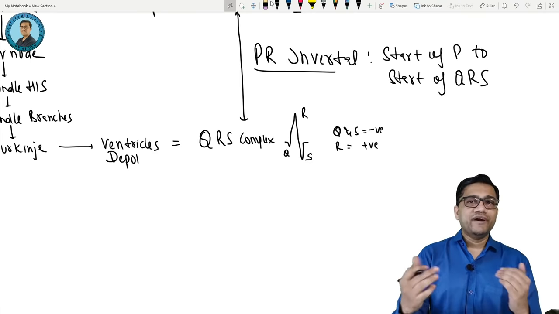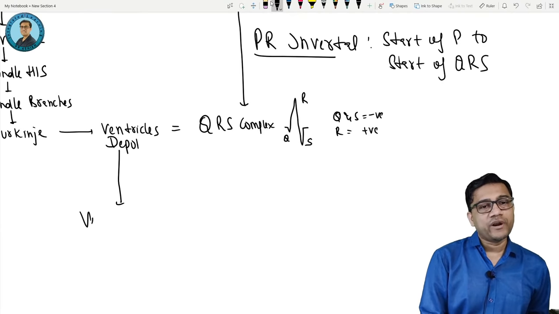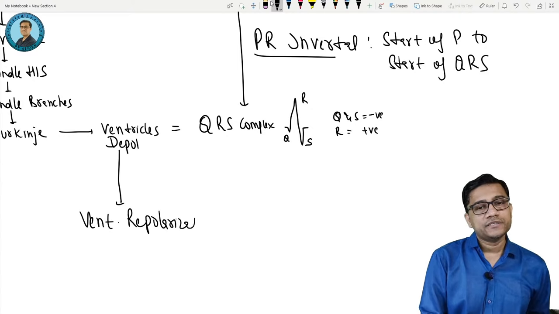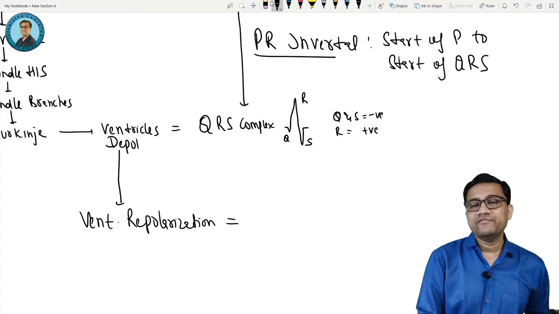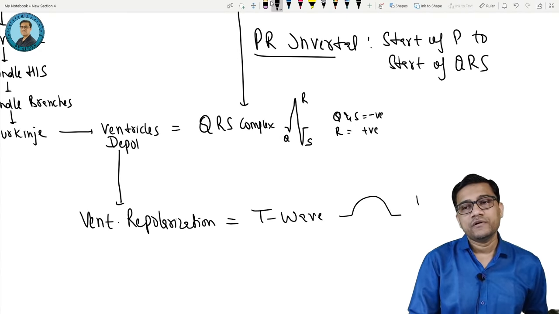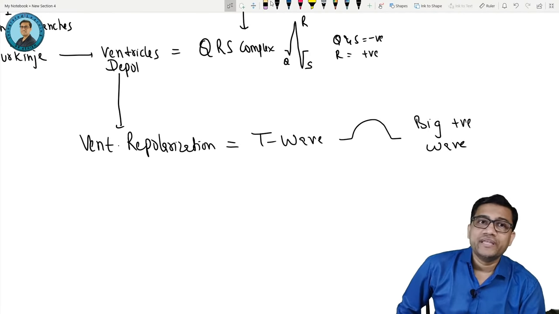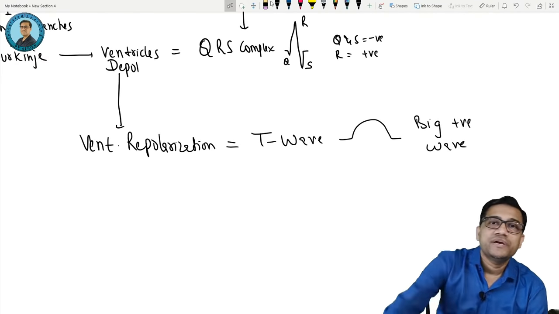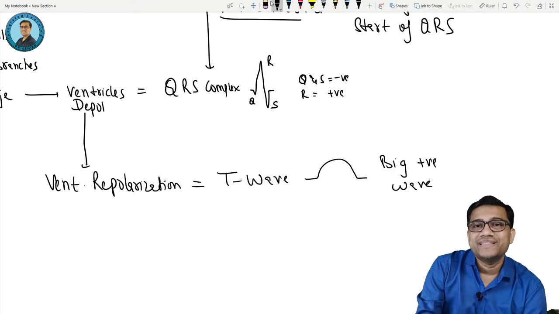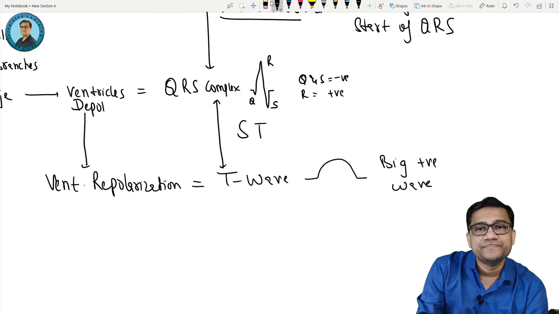Then what happens? The ventricles will also undergo repolarization. Ventricular repolarization gives us the T wave, which is a big positive wave. Again, there must be a gap between these two, and the gap between the QRS and T is called the ST segment. I'll show all later.